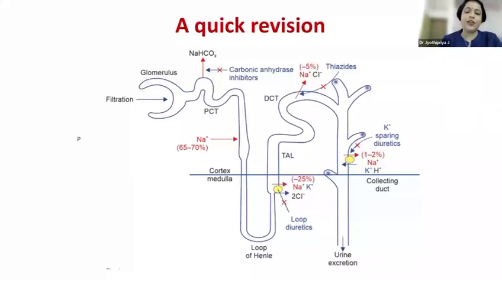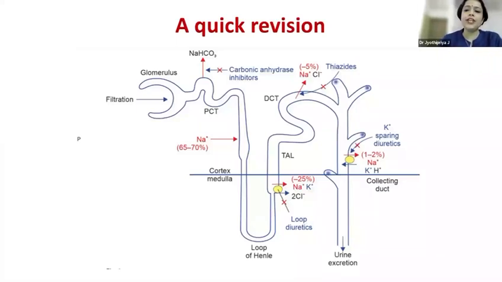We know the carbonic anhydrase inhibitors, they act on the proximal tubule. And the most commonly used diuretics, loop diuretics, act on the thick ascending limb of loop of Henle, blocking the sodium-potassium-chloride channels. Then we have thiazide diuretics acting on the distal convoluted tubule, blocking the thiazide-sensitive sodium chloride co-transporters.